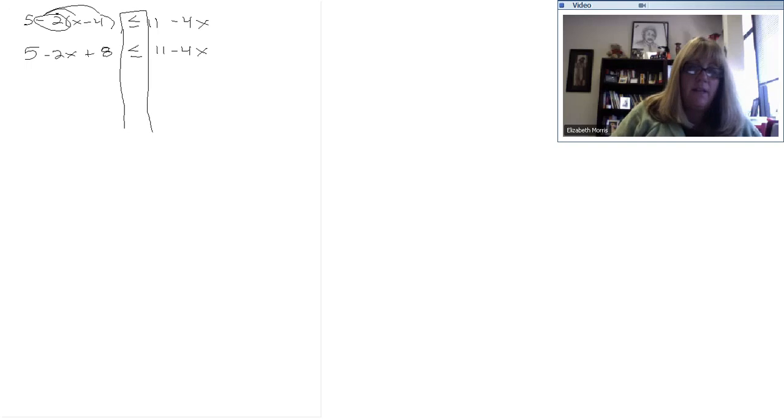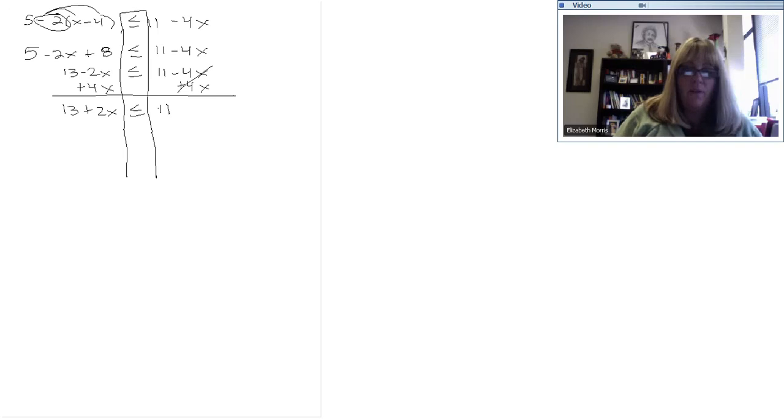I can combine like terms. 5 and 8 give me 13. Okay, now I want my x's on this side, so I'm going to move this 4x over by adding it. The negative 4x, I add it. That gives me 13 plus 2x less than or equal to 11. I want this 13 to move over there as a positive 13, so I have to make it negative 13. And that's what 2x is less than or equal to negative 2.